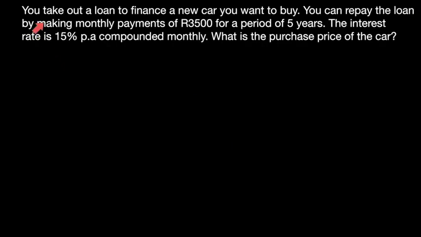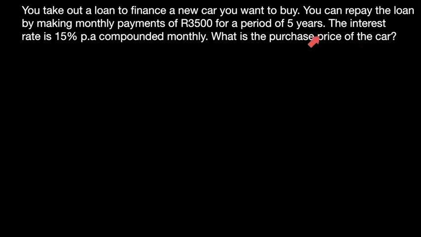Now in this example, we are going to take out a loan to finance a new car that we want to buy. We can repay the loan by making monthly payments of 3,500 Rand for a period of 5 years. The interest rate is 15% per annum compounded monthly. What is the purchase price of the car?